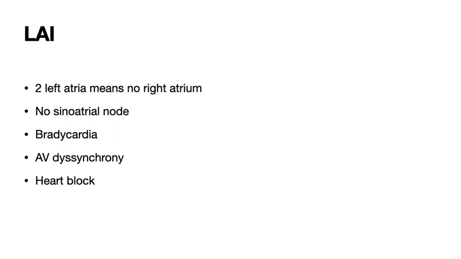All right. Well, as I said before, two left atria means no morphologic right atrium, and that's where the sinoatrial node is. We're going to talk about dysrhythmias later, but if the main conduction system originates in the right atrium and there is no right atrium, there's probably going to be a problem. And usually it means a slow heart rate and the atrial and ventricular rates do not match up. It's heart block.